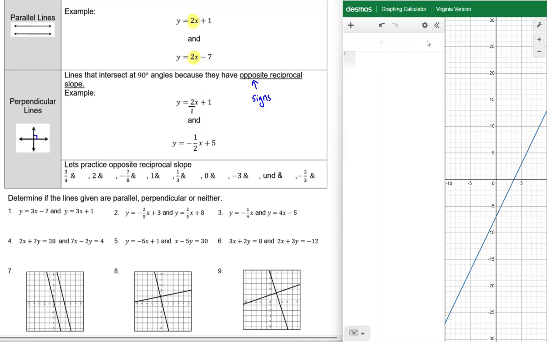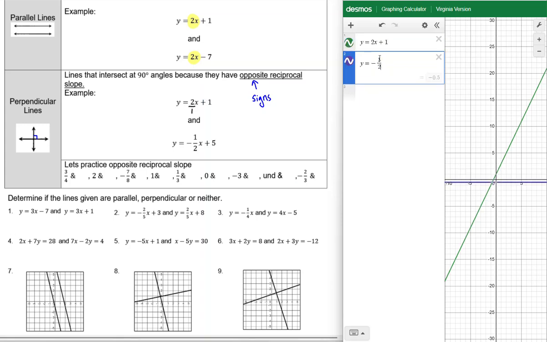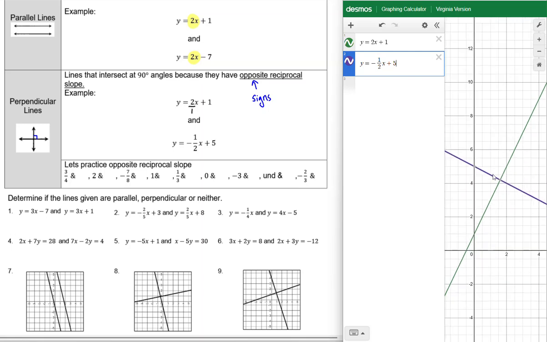Let me go ahead and graph it for you and show you. So here you would have y equals, I don't have to put 2 over 1, I can just put 2x plus 1. So there's the first line. And then the reciprocal would be y equals negative 1 over 2x plus 5. It doesn't matter with the intercept, but anyway, you can see here that they are intersecting each other at exactly 90 degrees here.